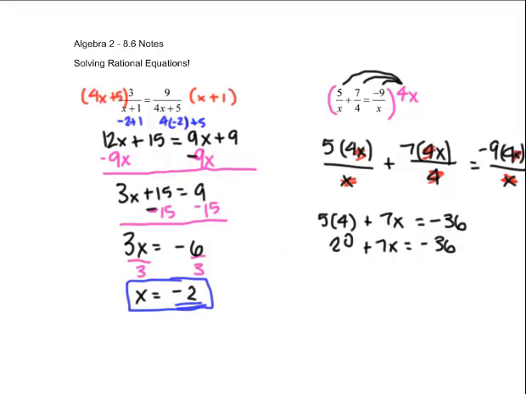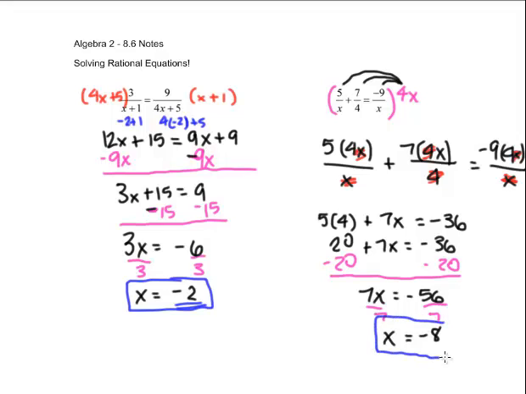Then subtract 20 from both sides. And remember, if you're going to combine two negative numbers together, you're actually adding them. So our final answer here is going to be negative 8. And real quick, just check it and make sure that when you put negative 8 into the denominator, you get a true statement. And in this case, you do.